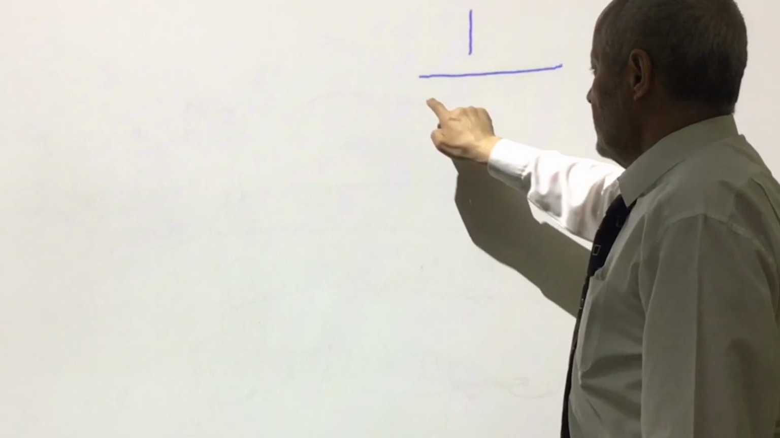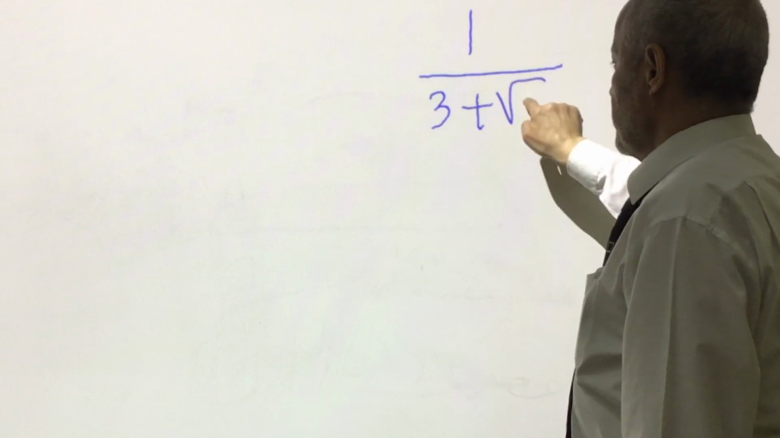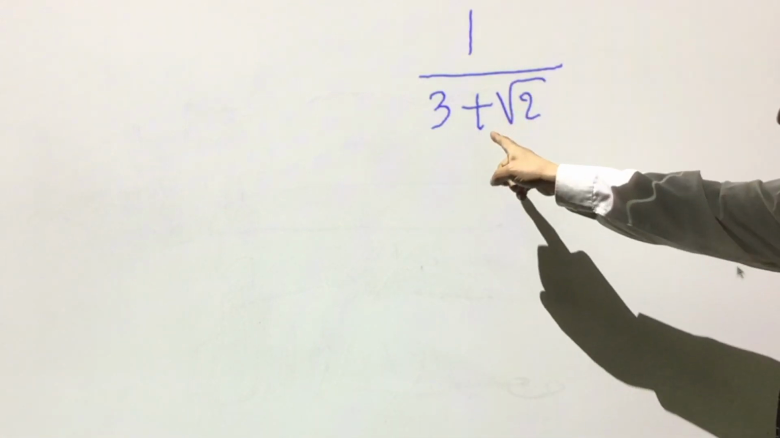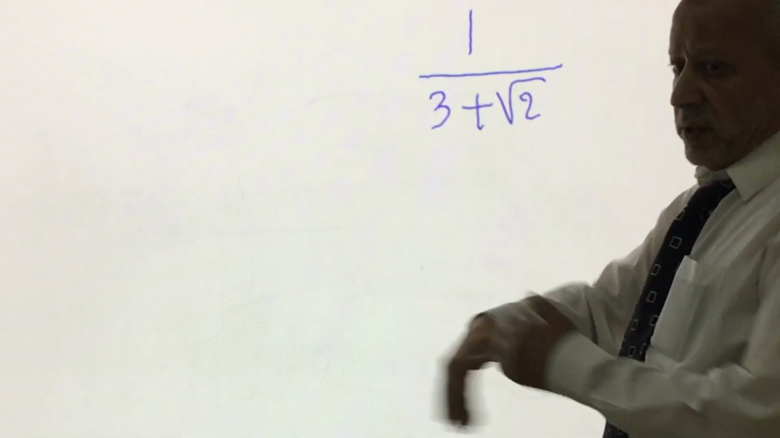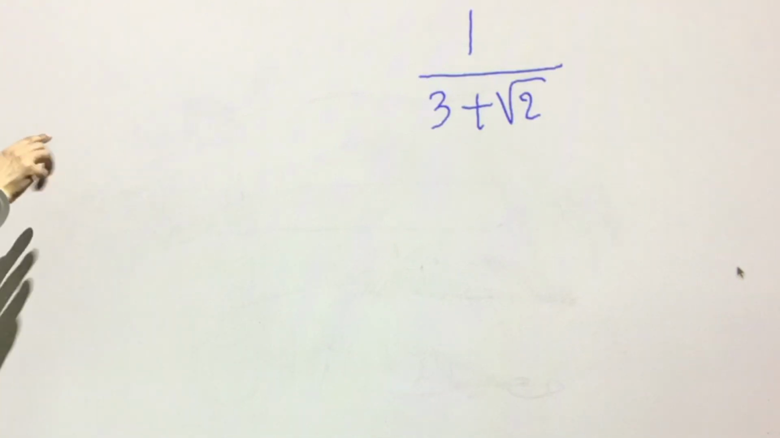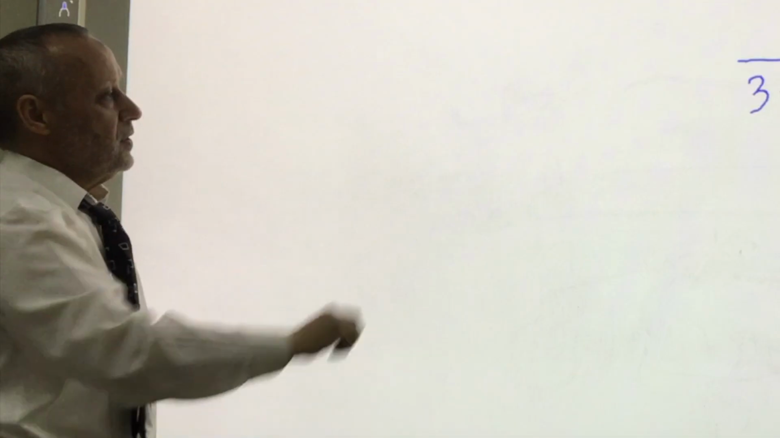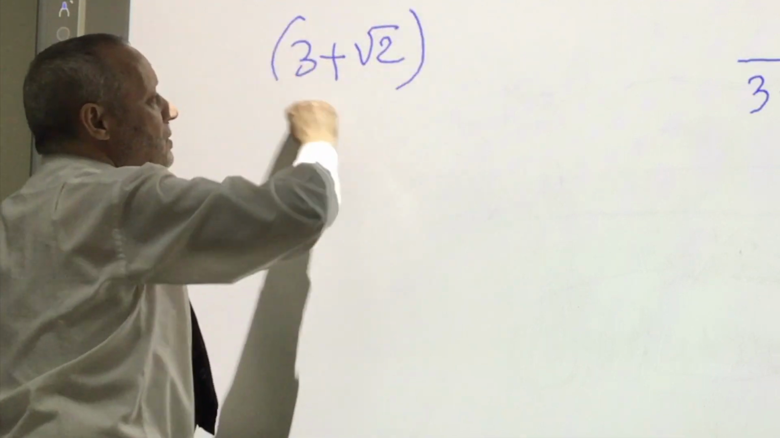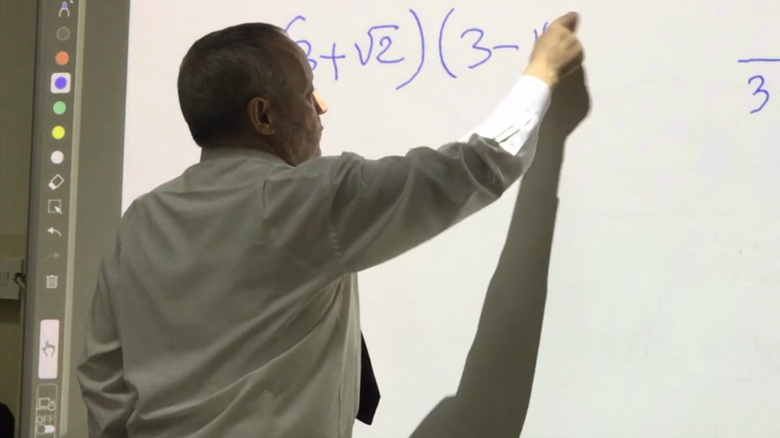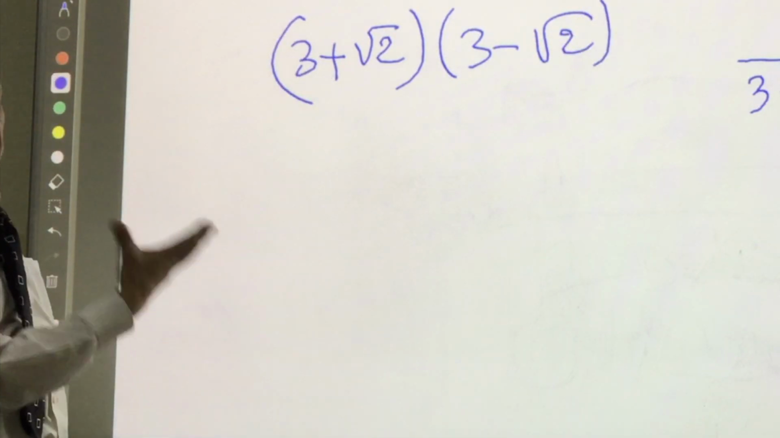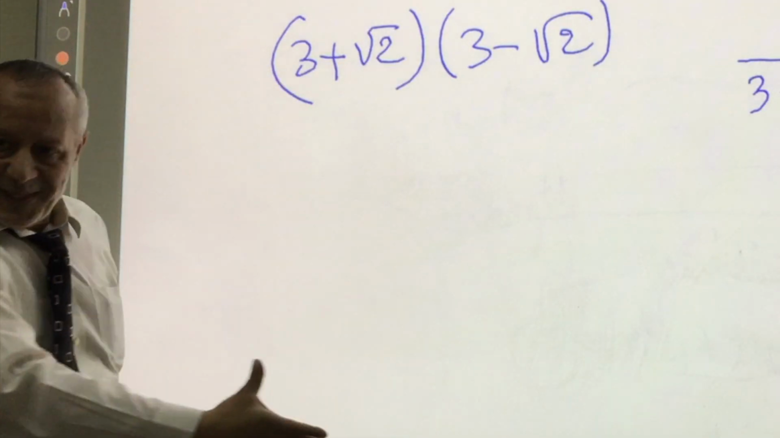In the next slide, you're going to get something like this, 1 over 3 plus square root of 2, for example. How to simplify this? To simplify this, we use the fact that when you multiply a number by its conjugate, you eliminate the irrational value. For example, if I say 3 plus square root of 2, and I multiply it by 3 minus square root of 2, which is the conjugate, okay, what do you get?